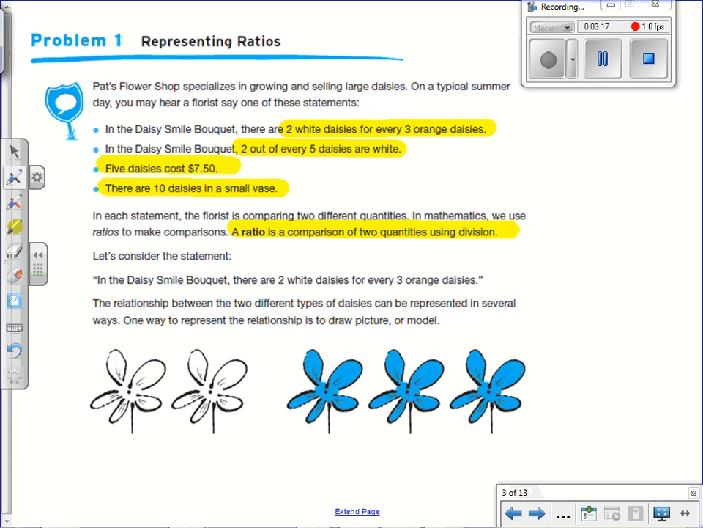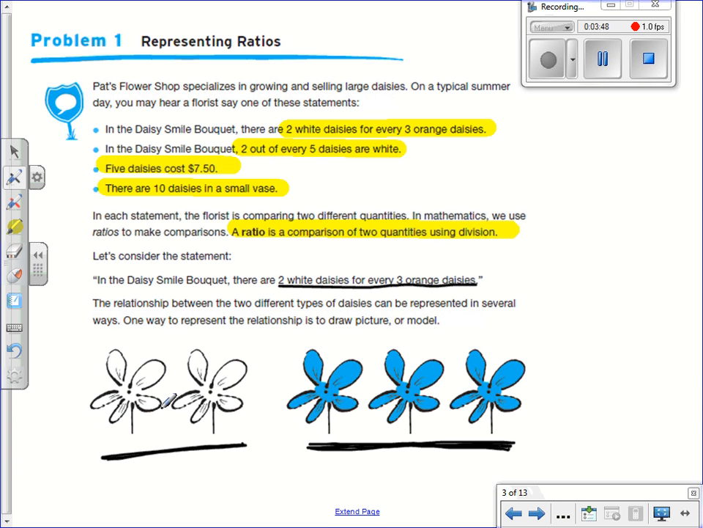So let's consider the statement. In the Daisy Smile Bouquet, there are 2 white daisies for every 3 orange daisies. The relationship between the 2 different types of daisies can be represented in several ways. One being drawing a picture or model. So here we have 2 white daisies. Here we have 3. I know they're blue, but we're calling them our orange daisies. These represent our orange daisies. So we have a total of 2 white, we have a total of 3 orange, and a total of 5 altogether.